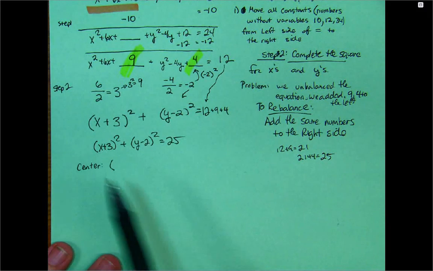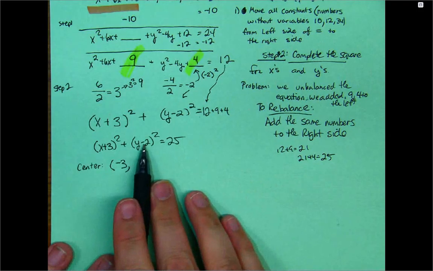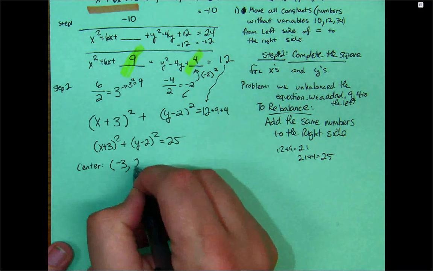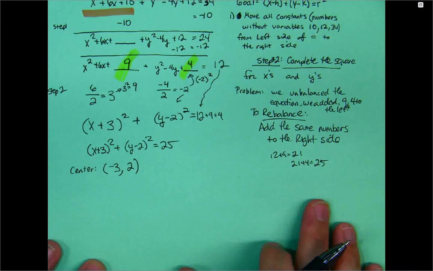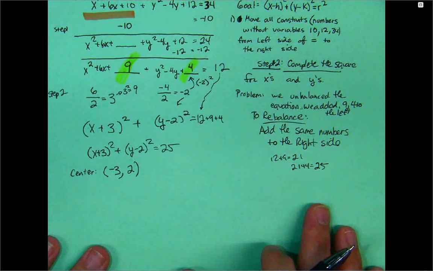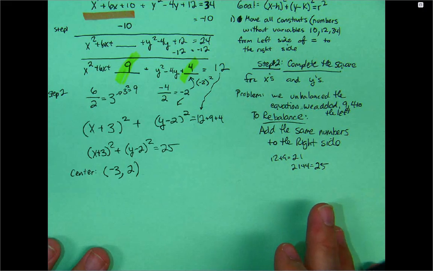I see y minus 2. Am I going to use negative 2 or plus 2? Positive 2. What? Yep. Always flip them. 100% of the time. You always just flip them. If it's positive 3, we use a negative 3. If it's a negative 2, we use a positive 2.